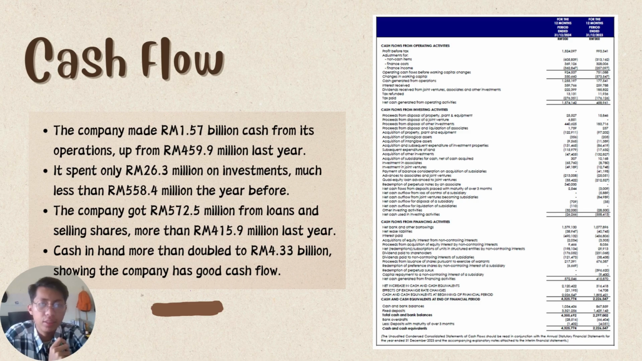Next, this is the cash flow statement for Sunway as at 31st December 2024. The company made 1.57 billion cash from its operations, up from 459.9 million last year. It spent only 26.3 million on investment, much less than 558.4 million the year before. The company got 572.5 million from loans and selling shares, more than 415.9 million last year. Cash in hand more than doubled to 4.33 billion, showing the company has good cash flow.